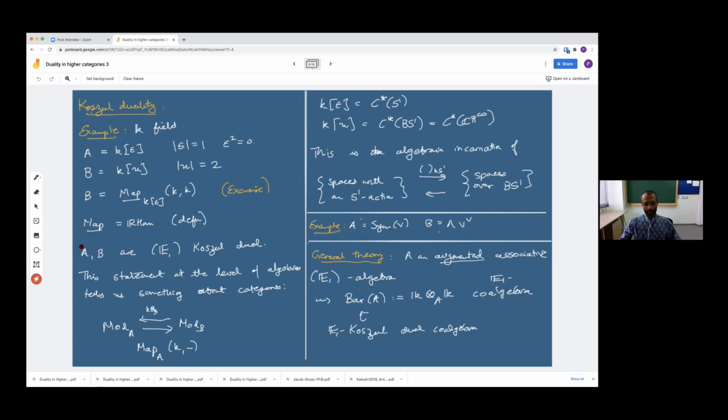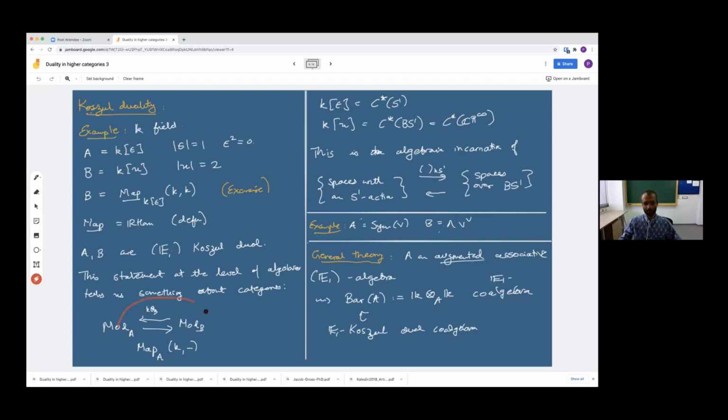So now this is an example of two E1 algebras being causal dual. A and B are causal dual, and essentially, this equation here is telling you what it means for them to be causal dual. Now, this is a statement at the level of algebras, but why might you be interested in this statement? Because it might give you different ways of thinking about modules over K[epsilon], for example. The relationship between these two algebras will induce a relationship between the representation theories of these two algebras.